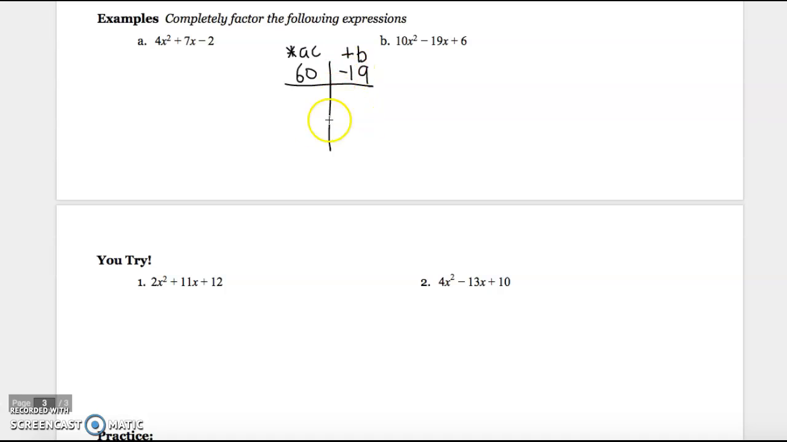So let's see, 1 and 60, absolutely not. 2 and 30, no. 4 and, oh, I guess I should do 3 and 20. I'm just going right up the row, but 3 and 20 won't work either. Nope, nope, nope. 4 and 15 would combine to +19. Oh, so if I make them both negative, that'll make -19, and then they would still multiply to a +60. Nice. Okay. So now I'll go ahead and make my box.